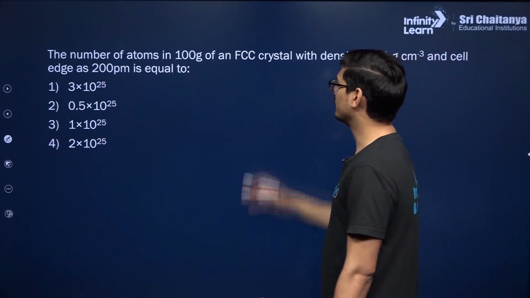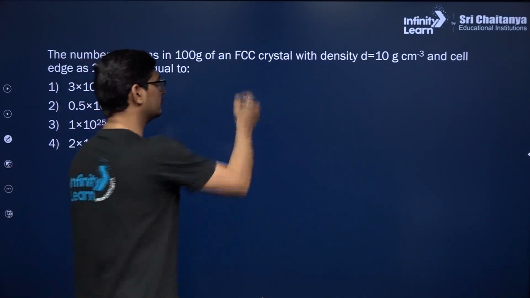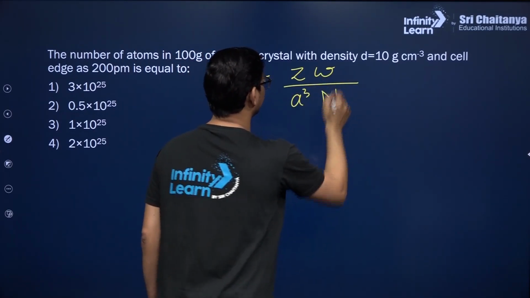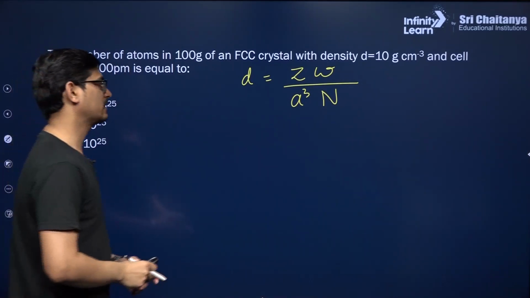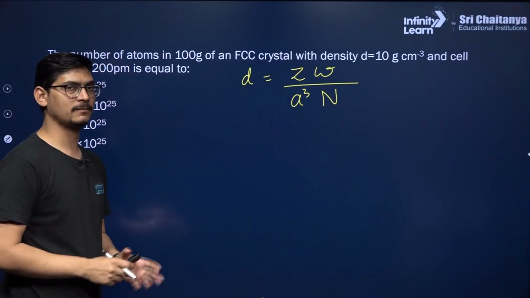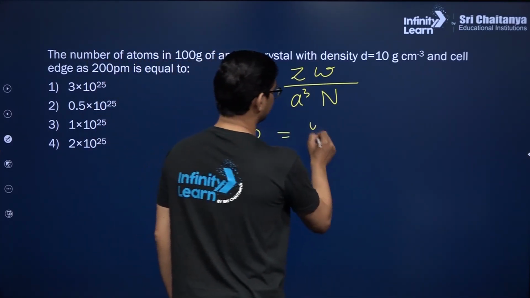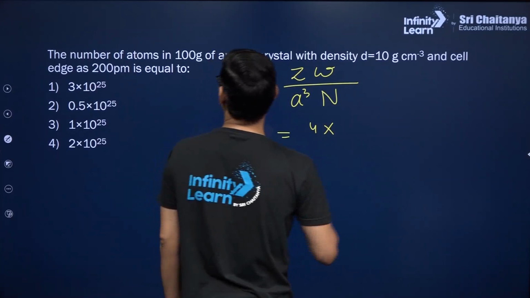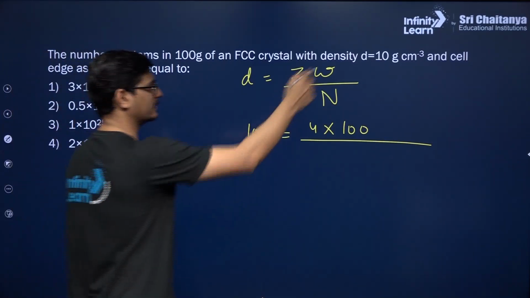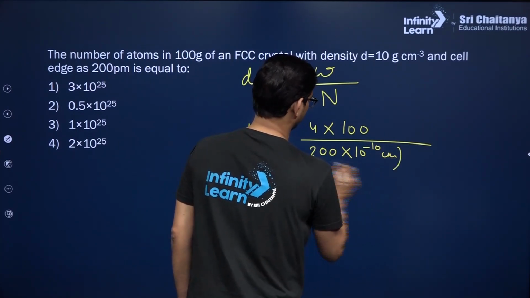The number of atoms in 100 gram of an FCC crystal with density this and cell edge 200 picometer. A simple question based on the density formula, the modified density formula. This is the formula I will use here. Density is Z, the rank, number of particles per unit cell, W is the mass of the substance sample, divided by a cube, a is edge length, and N is the number of particles in that sample, right? So density is given to be 10, Z is 4, the rank of FCC, mass of the substance is 100 gram, cell edge is 200 picometer, but because density is in centimeter, I will take not 10 raised to minus 12 but 10 raised to minus 10, right, cube.